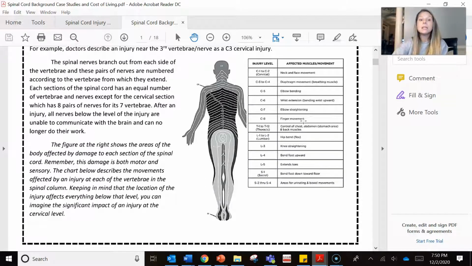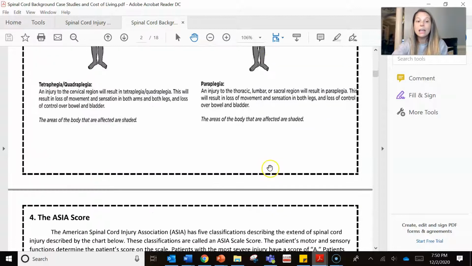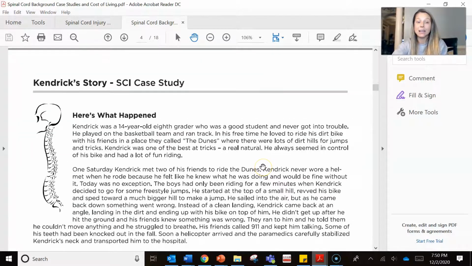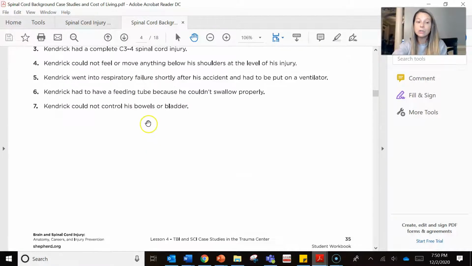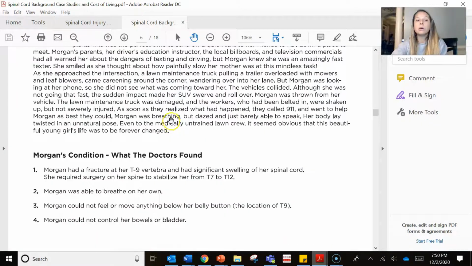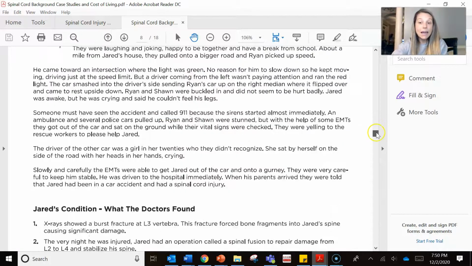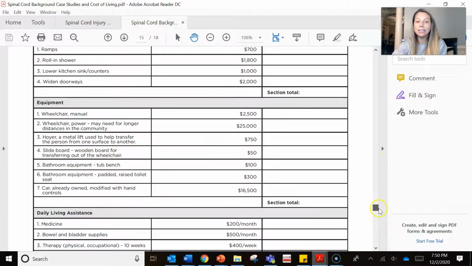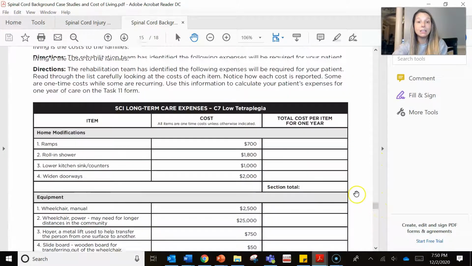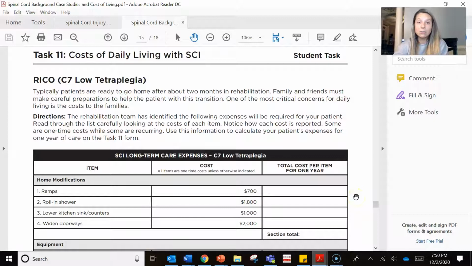That's really important. So after you answer your questions, then you are going to pick a case study, and there are 5 cases for you to choose from. Kendrick, Rico, Morgan, Levi, or Jared. So briefly read through their synopsis on how they got their injury and then pick one that seems interesting to you. There are some questions that you're going to answer about their particular spinal cord injury. And then the last thing you are going to do is calculate roughly how much their medical costs per year based on their particular spinal cord injury and the impact that it has on their body.